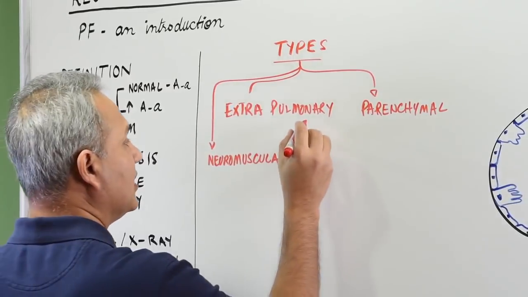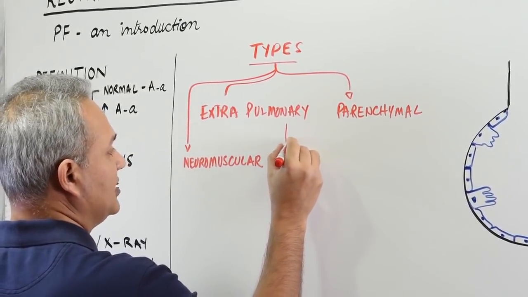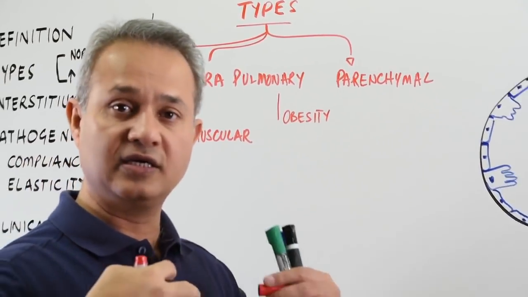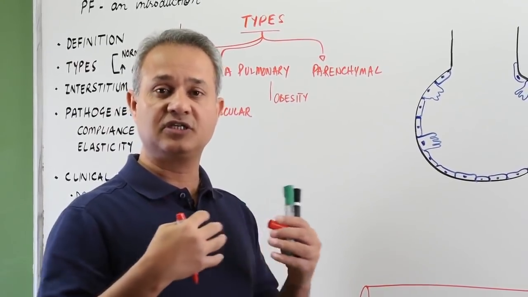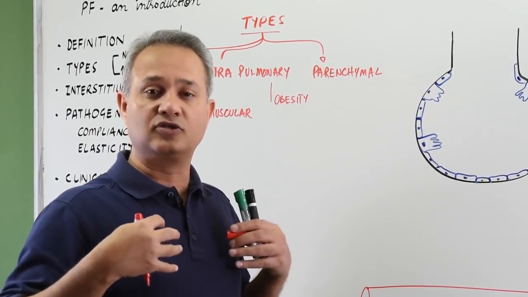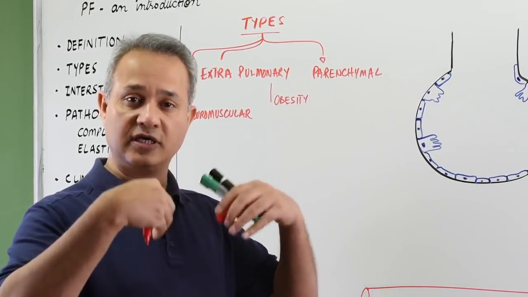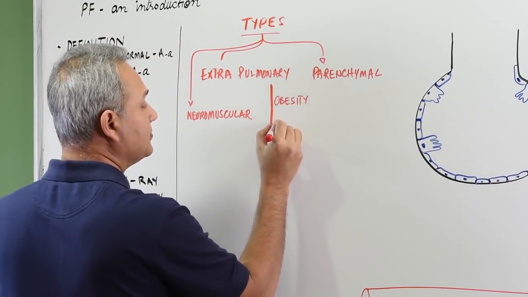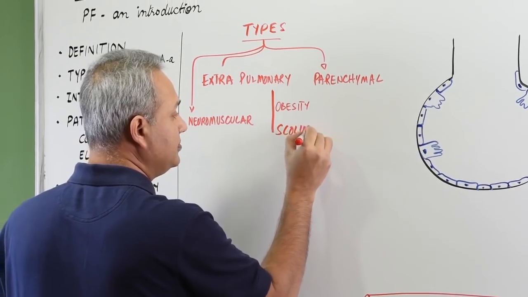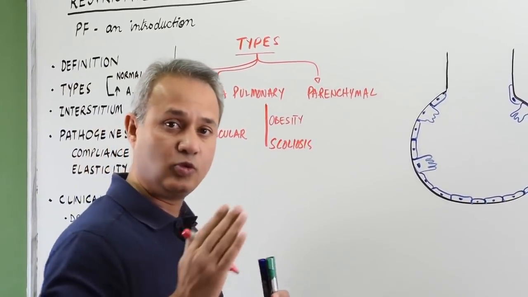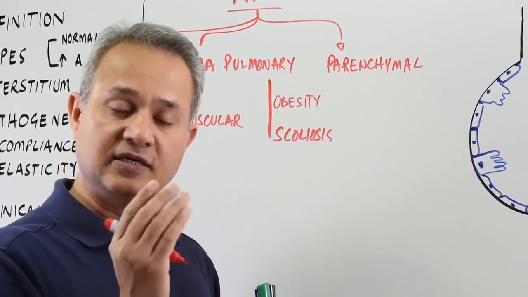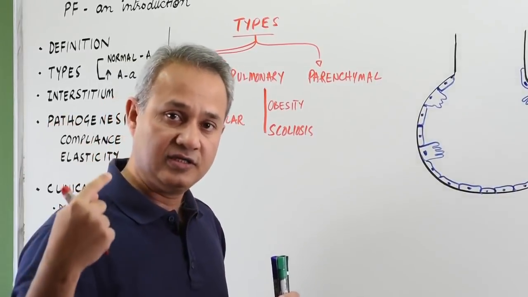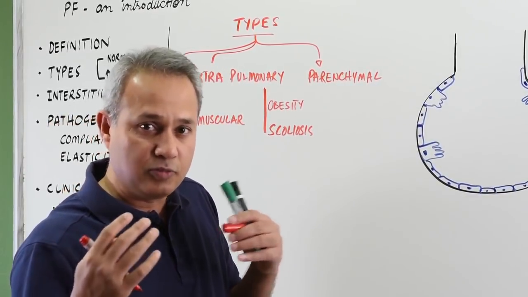What are these? Extrapulmonary, for example, obesity, simplest. The patient is so obese that there is enough weight on the chest that the patient is not able to move the chest properly, and so the lungs are not expanded correctly and there is not enough air that goes in. That is obesity. Similarly, scoliosis, which is the sidewise angulation of the spinal cord, and that causes restriction in the pulmonary or chest movement as well.